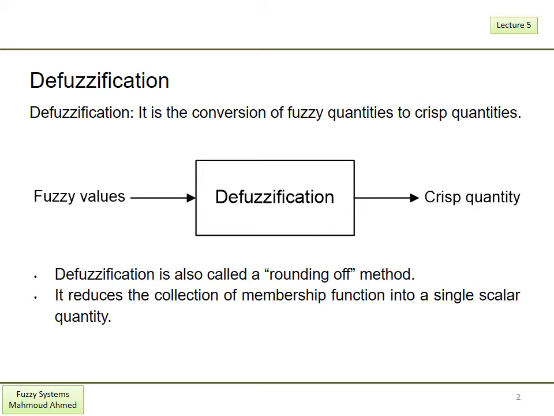Today, we can represent this process with the shown block diagram. As an input to this defuzzification block come the fuzzy values, and the crisp quantity comes as an output from this block. Such a method can also be called a rounding off method. In this way, we can reduce a collection of membership functions into a single scalar quantity.